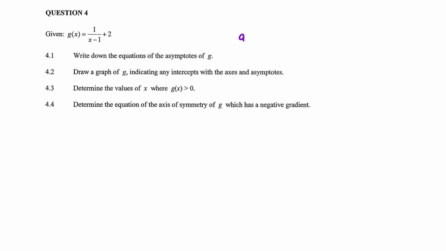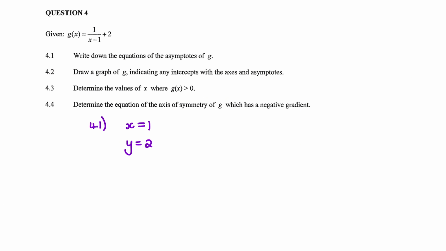So remember, the base formula is a over x minus p plus q. The q value represents the horizontal asymptote, and x minus p equal to 0 represents the vertical asymptote. So what we will do is we take x minus p and then we solve for p. So for 4.1, we have a vertical asymptote where x is equal to 1 and a horizontal asymptote where y is equal to 2.